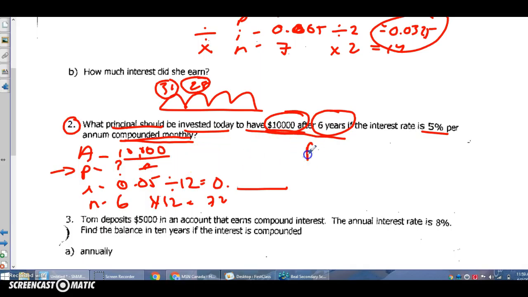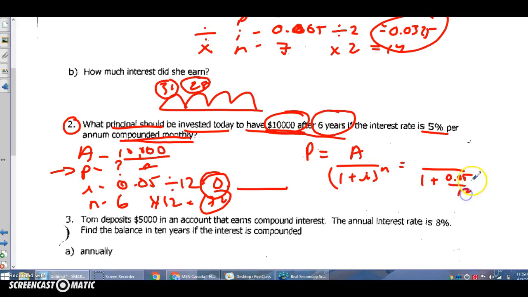So now I'm looking for P. So P is this equation here. Just be careful. Use this equation, and then after you've modified it, you go 1 plus, and it's up to you if you want to go to 4 decimals or use it as a fraction here, and do this and do this.